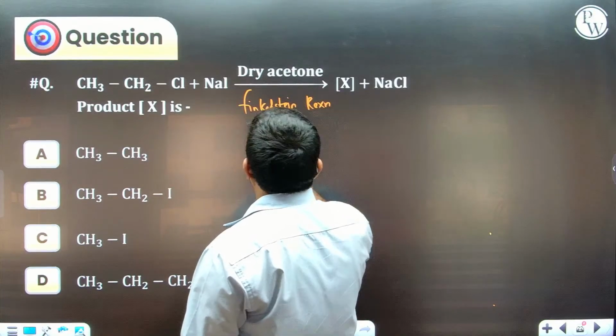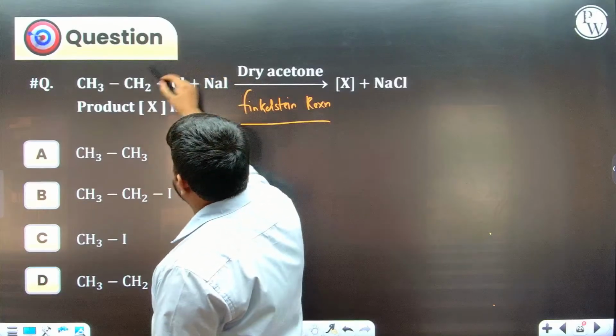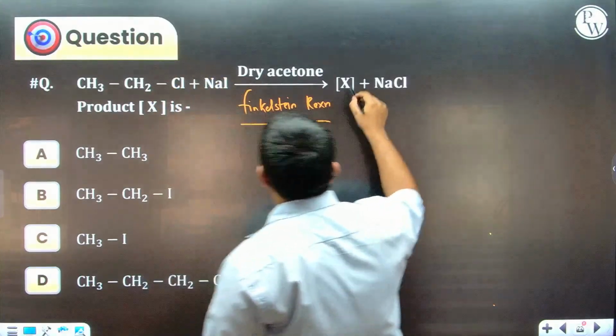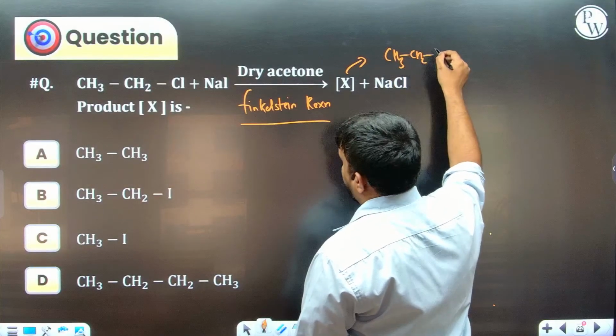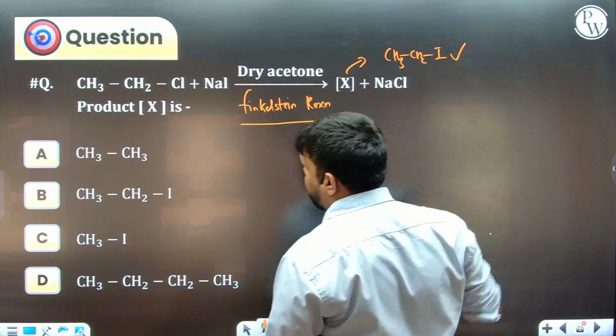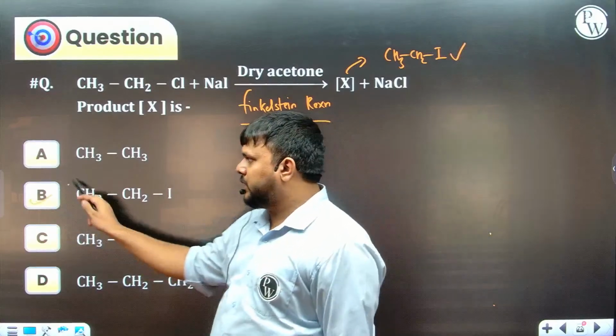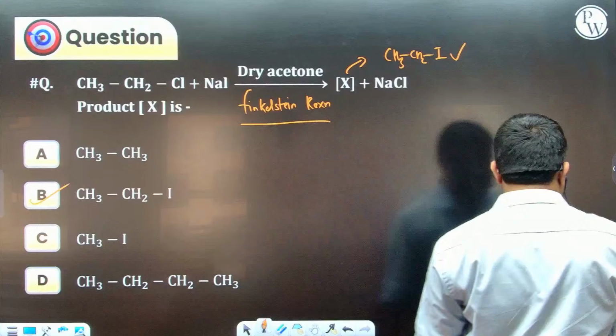What will happen over here? This iodine minus will attack this and this chlorine will be replaced by iodine. So we will get synthesis of iodoalkane. This will be our iodoalkane which will be produced over here. B option will be the answer.